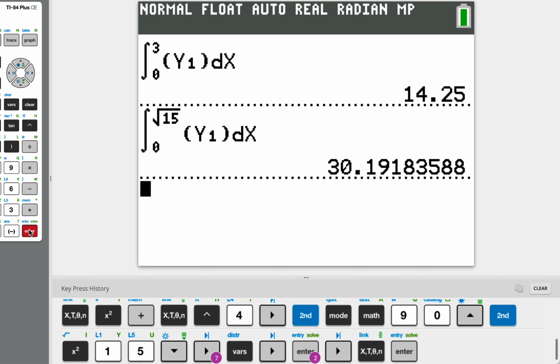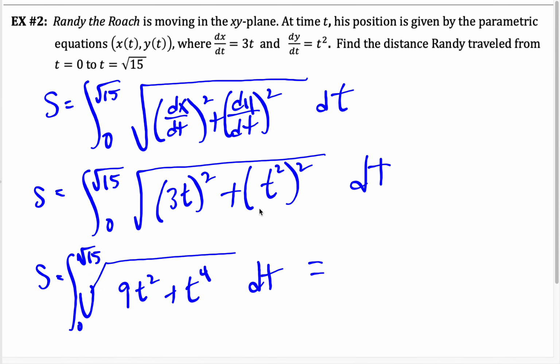So technically, when you're just integrating, whether you're using t's, dx/dt's, or just x's and y's, it honestly doesn't matter what mode you're in. So there's our answer right there. So what do we get? We get 30.192, and that is the distance Randy traveled from t equals 0 to t equals root 15.